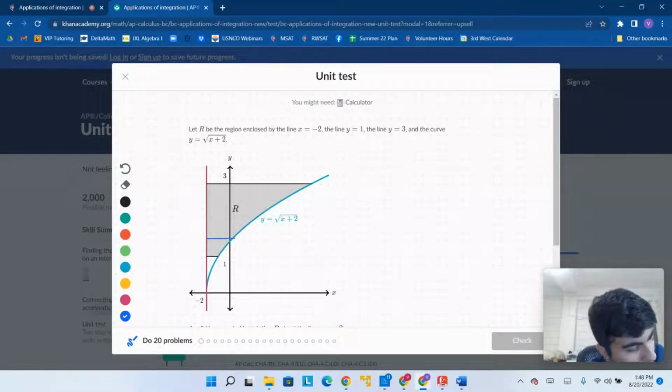Now, area of a circle is pi r squared, so we're going to put a pi outside. We have y squared squared, and we're integrating this with respect to y. So it's going to be pi times the integral from 1 to 3 of y to the fourth dy.